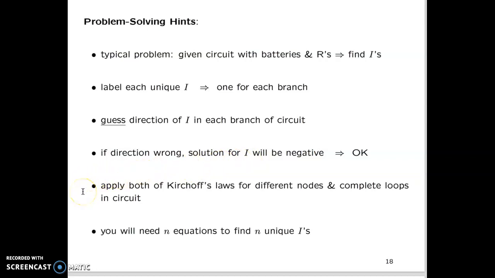Once you've done this, you can apply Kirchhoff's rules. I call them laws here. Sometimes they're called laws. Really, they're rules for different nodes and complete loops in the circuit.